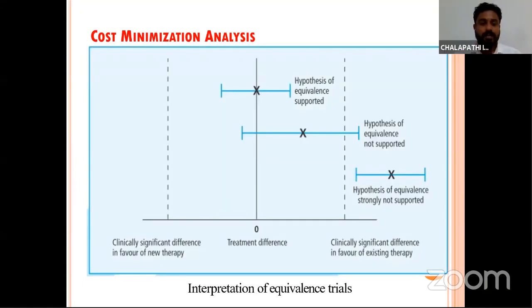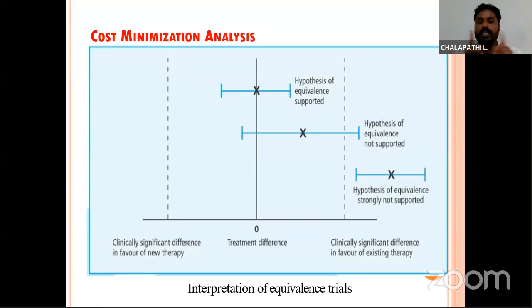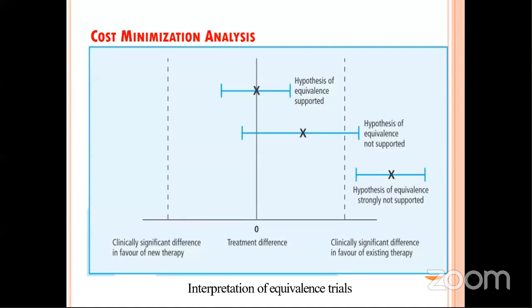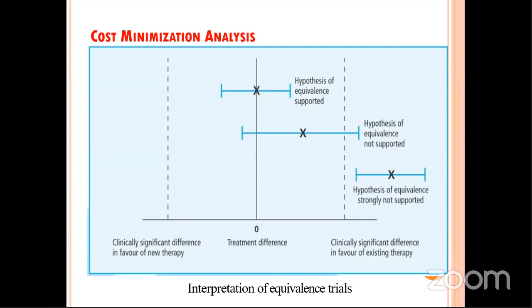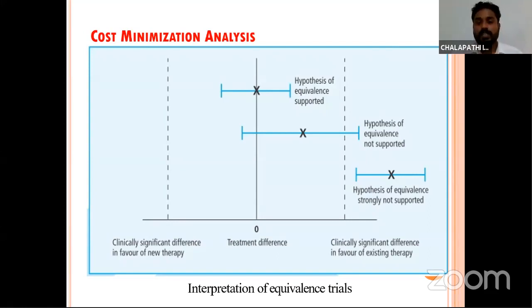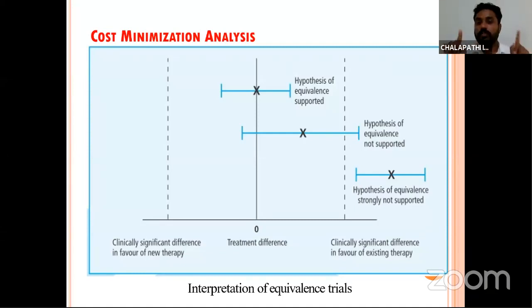You see here, on the left side you can see the newer therapy, and on the right side the already existing therapy. When you look at the equivalence of the outcome, in the first hypothesis you can see that both drugs have similar efficacy and similar safety. Suppose in the second case your existing drug has more efficacy compared to the newer drug, then you cannot go for cost minimization, and as you can see, it is written that the hypothesis of equivalence is not supported. So to do a cost minimization analysis, you should have the first condition in which both drugs have similar efficacy and similar safety. I hope this is clear.